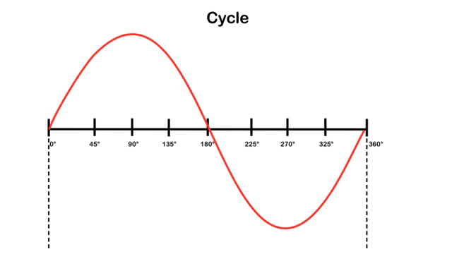The first term we're going to talk about is cycle. A cycle is from where the waveform starts, which is right here, to where it starts to repeat itself again, right there. So we go through a full wave, starting at 0, going back down, coming up to 0 again, and then if we continued on, it would start to repeat itself. That is considered to be one cycle.